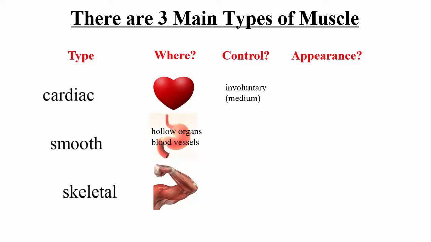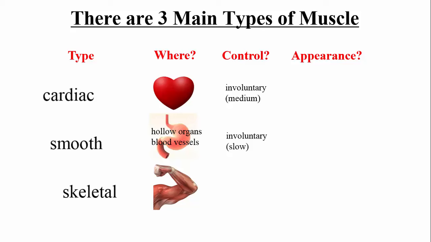So cardiac muscle is involuntary. Smooth muscle is involuntary. You might say, what do we mean by involuntary? What we mean by that is you are not consciously controlling that. You're not thinking that your cardiac muscle should beat, right? You're not thinking that the muscles in your blood vessels or your stomach should contract. It just happens. So that's involuntary. And the little parentheses for each of those, medium and slow, is saying how fast does this happen.